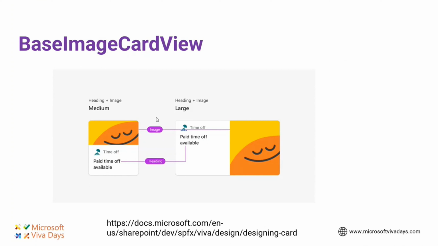And this is the third type of card template, the image card view, wherein we would be able to place an image. And if it is a medium card size, the image would be displayed on the top, and we would only have control to display the heading, which is the title. And if it is a large size card, the image would be displayed on the right hand side, and we would be able to control what is being displayed in the headings.